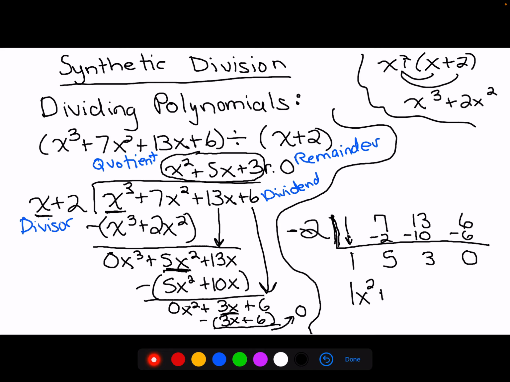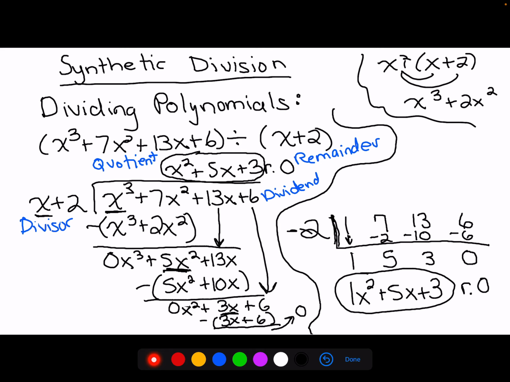So we have a plus 5x, because that would be like x to the first, then plus 3, and then the remainder on the end here is 0. So that's our solution. That's our quotient, x squared plus 5x plus 3. We got the same thing that we had gotten earlier in the long division. It's just we cut out a lot of the stuff being written.